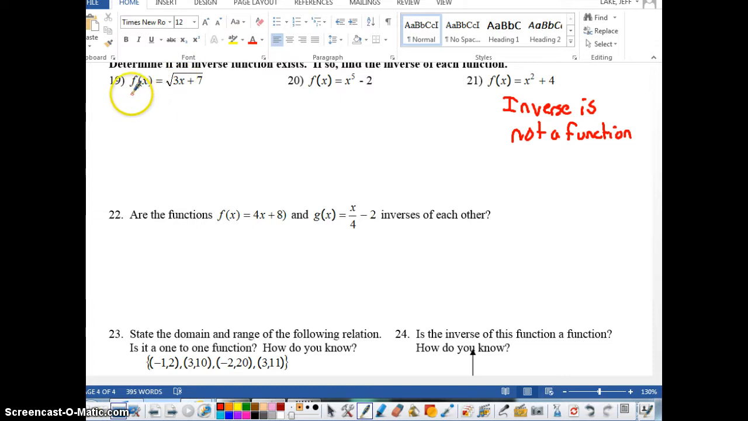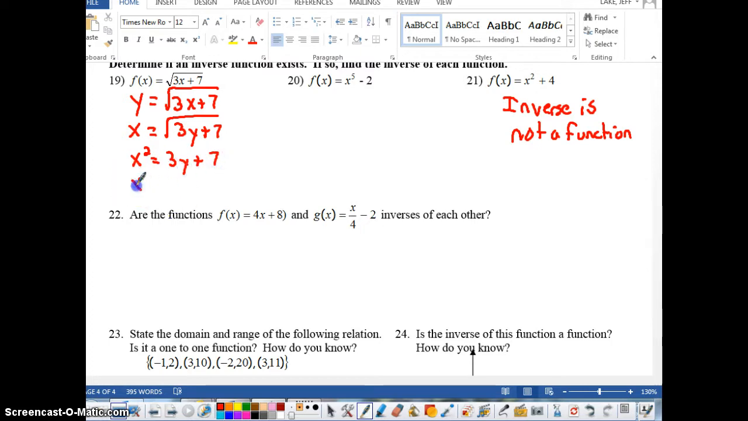We're going to switch your x and y. So remember, this is y equals the square root of 3x plus 7. Switch your x and y to be x equals the square root of 3y plus 7. Get rid of the square root by squaring both sides. x squared equals 3y plus 7. Subtract your 7, x squared minus 7 equals 3y. Divide by 3, then you end up with y to the negative 1 is equal to x squared minus 7 all over 3. Remember, the y to the negative 1 signifies that is the inverse there.